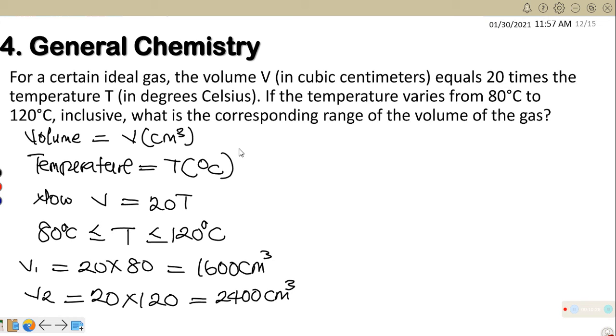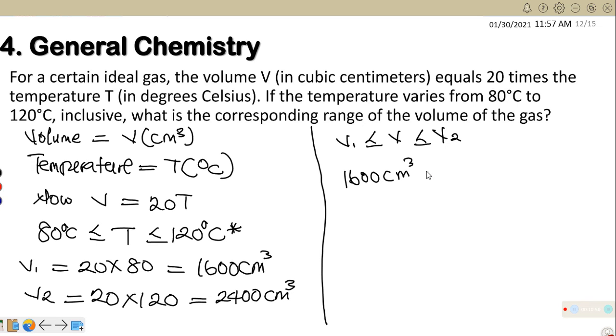So hence the corresponding volume for this temperature range, writing it the way we write it, is V1 less than or equal to V less than or equal to V2. V1 is 1600 centimeter cubed less than or equal to V less than or equal to 2400 centimeter cubed, and that gives the corresponding volume. Another way of doing that is to multiply all through by 20, and then we have the answer.